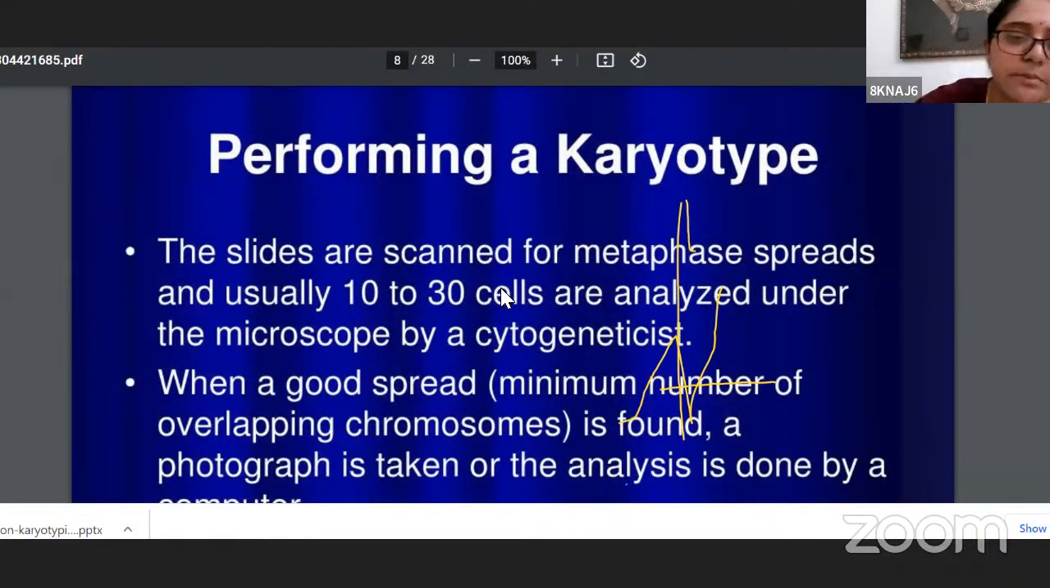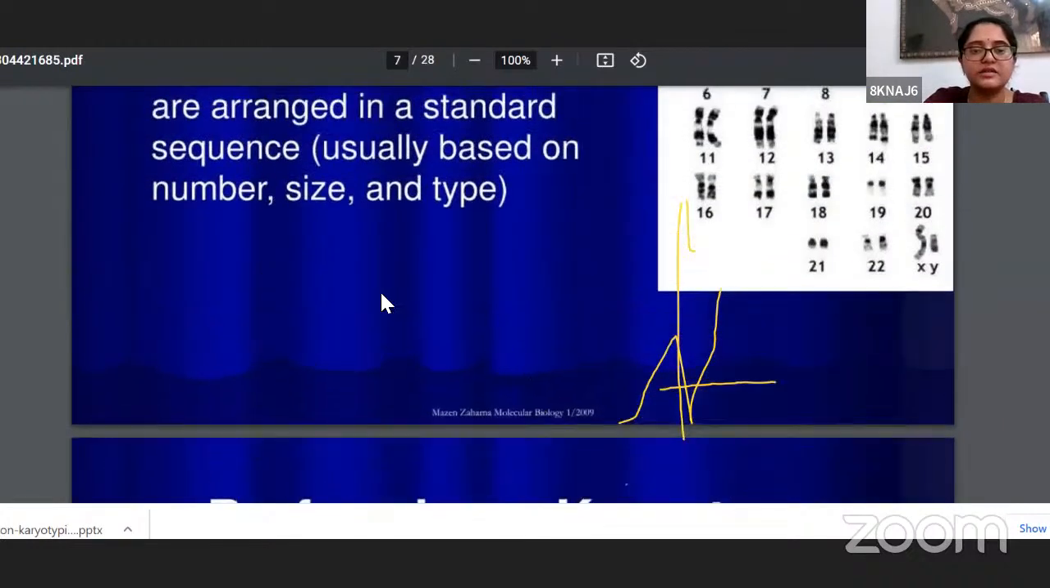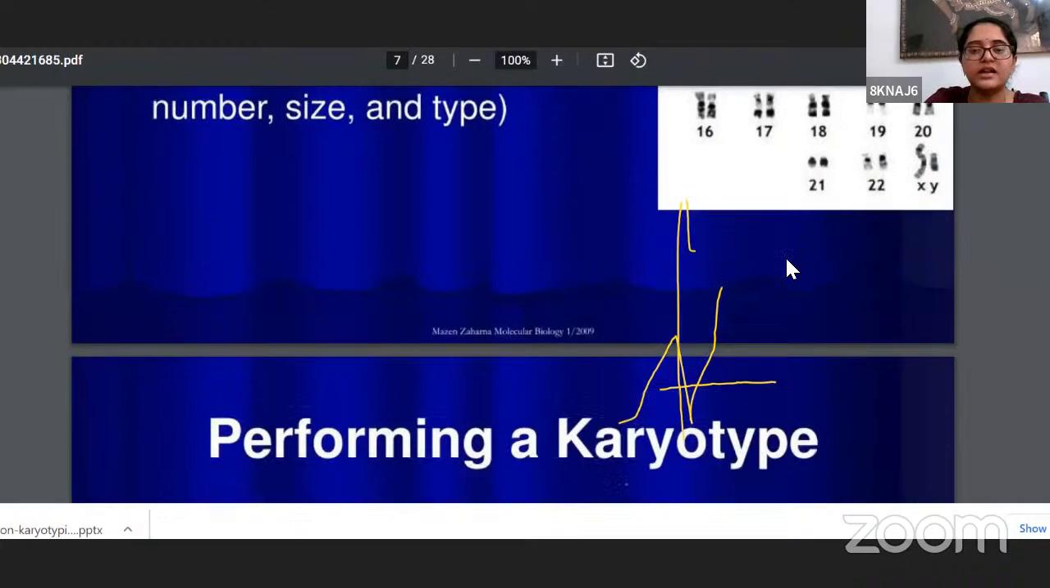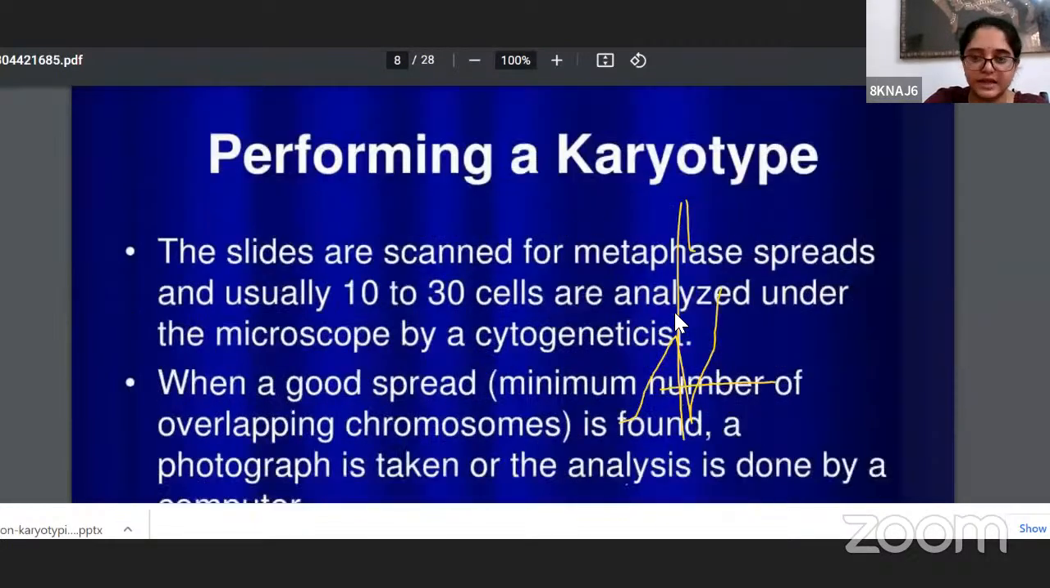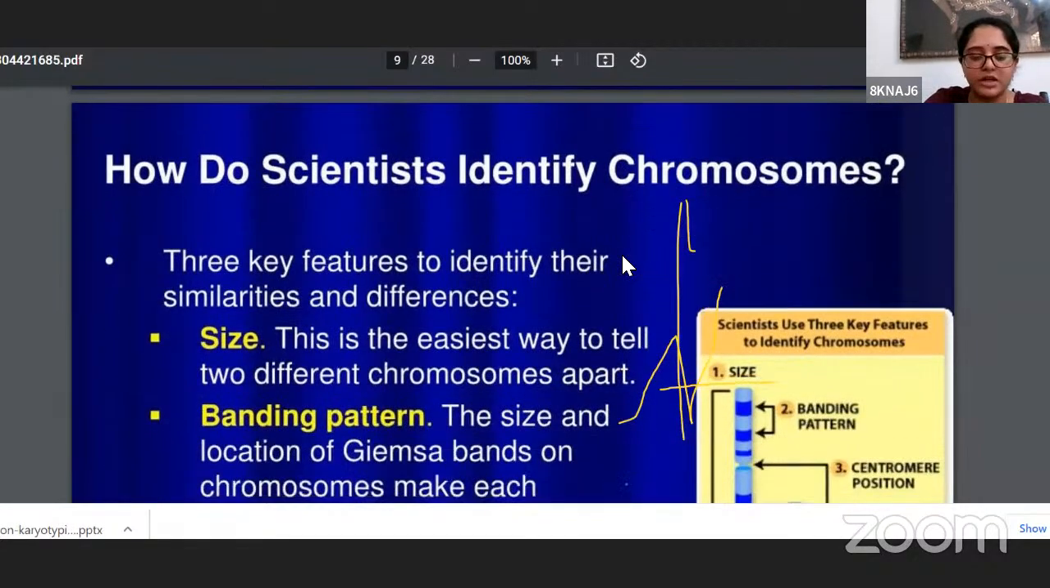So when it comes to performing a karyotype, you prepare slides, and then you get to see. Usually metaphase slides are taken, with the cells in metaphase. Around 10 to 30 cells are analyzed under the microscope. Then a photograph is taken, and analysis is done. Usually this is the male karyotype because it's XY, right? So human male sperm cells are seen for this. And the motile sperm cells, how many are viable and how many are not motile, is also seen.